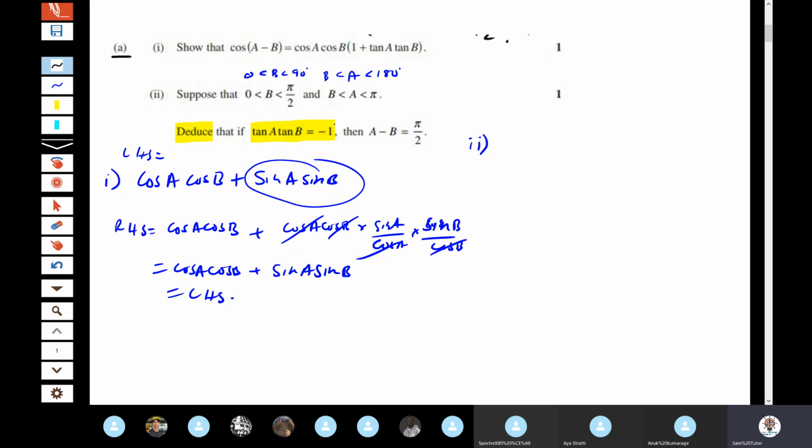If you guys are not thinking like that, why are you isolating? Sub this into here. 1 minus 1, 0. 0 times anything is 0. I get cos(A minus B) equals 0. Any questions? No? What's inverse cos of 0? Inverse cos of 0 should give you 90 degrees. Very easy.